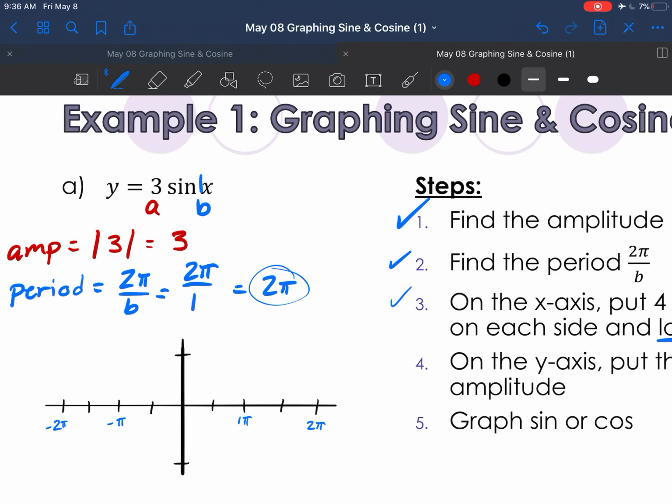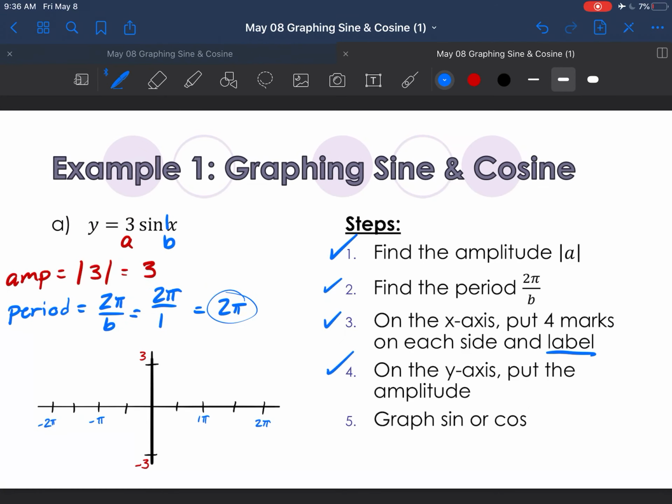Now I need to set up the y-axis. So the y-axis is just your amplitude, so it goes up to +3 and goes down to -3. Boom, so that was step 4. And then the last step is to graph sine or cosine. So looking at this problem, it looks like it is a sine.